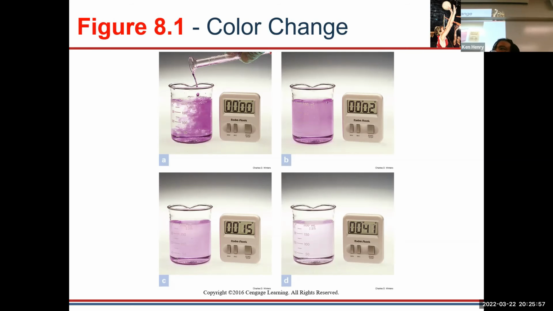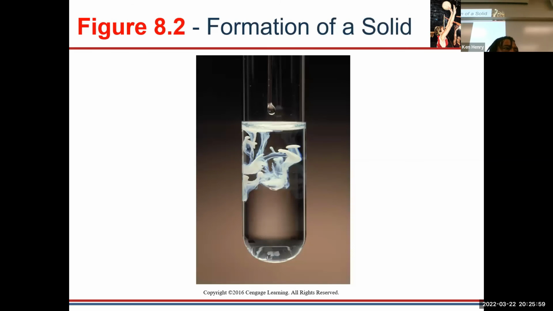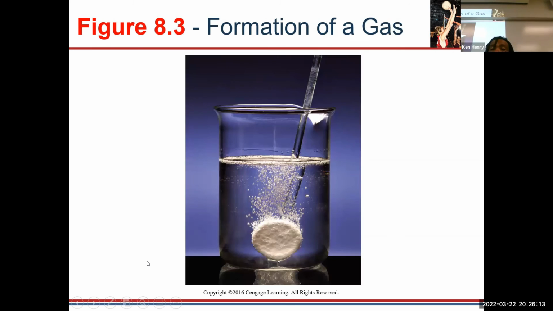So we also have solid formation. If we add sodium chloride solution and silver nitrate solution, we'll get a precipitate form. So we'll get formation of a solid. We could get gas formation in the case of Alka-Seltzer. You add Alka-Seltzer to water, fizz, fizz. You get carbon dioxide.